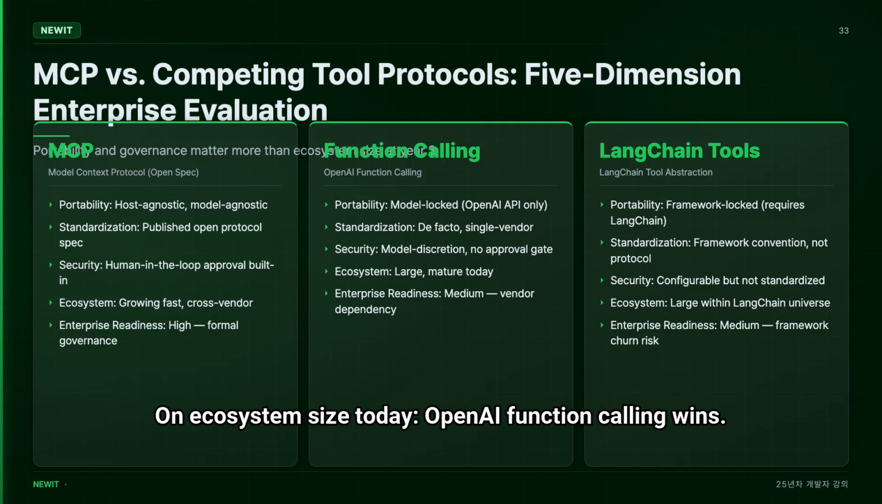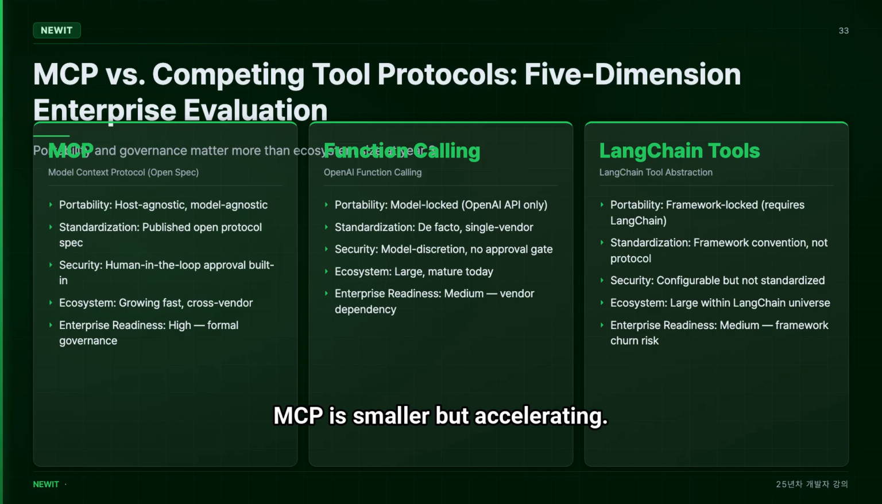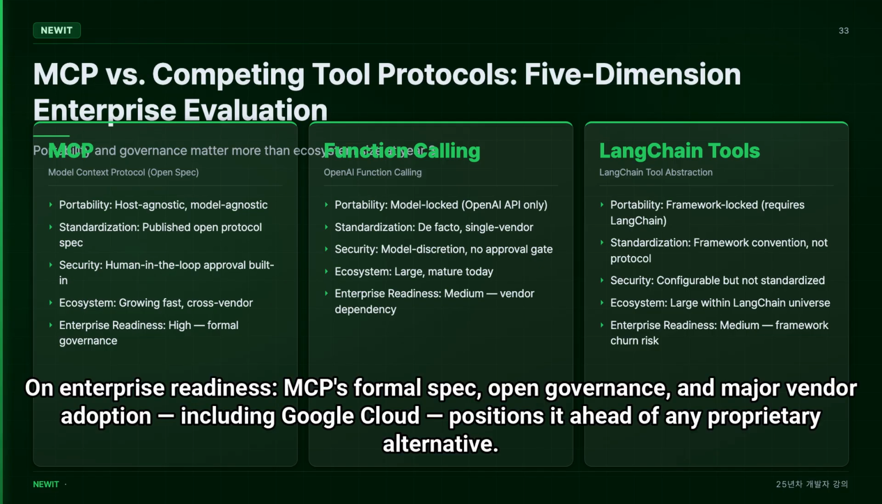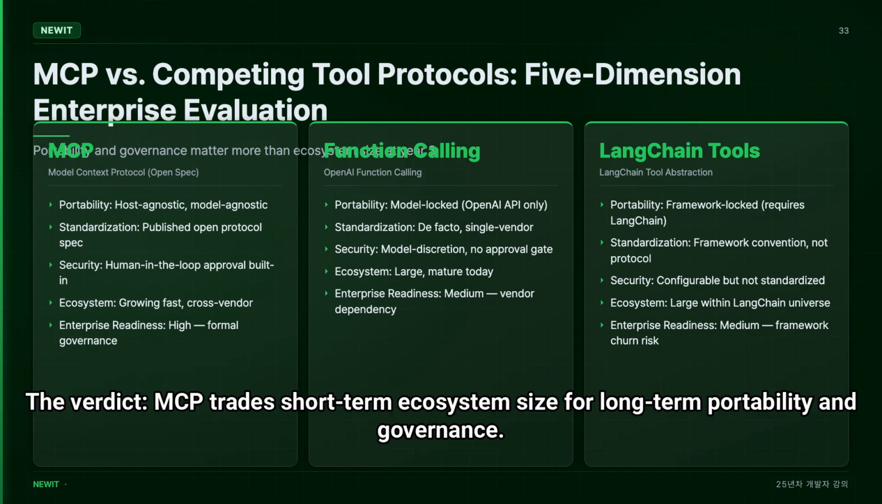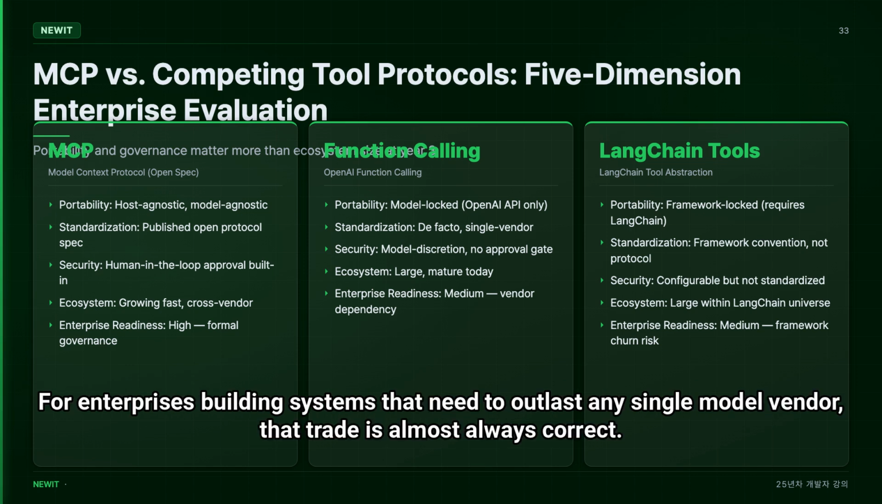On ecosystem size today, OpenAI function calling wins. MCP is smaller but accelerating. On enterprise readiness, MCP's formal spec, open governance, and major vendor adoption, including Google Cloud, positions it ahead of any proprietary alternative. The verdict: MCP pays short-term ecosystem size for long-term portability and governance. For enterprises building systems that need to outlast any single model vendor, that trade is almost always correct.